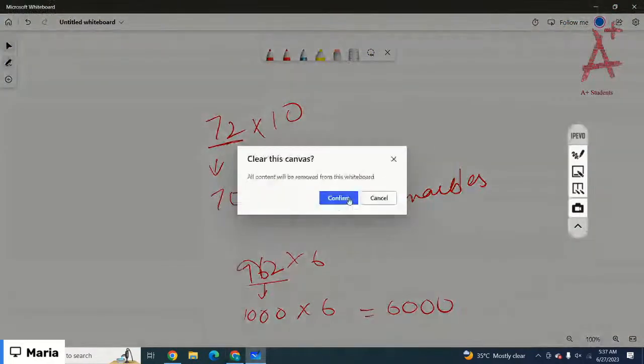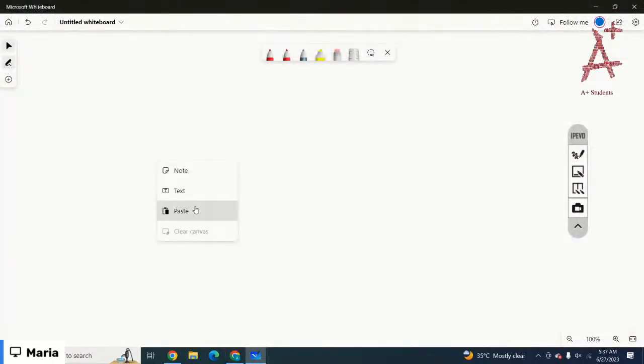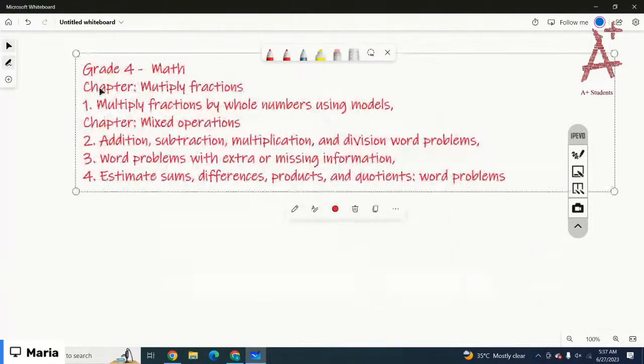So we were working on grade 4 maths. In the chapter multiply fractions, the lesson we covered is multiply fractions by whole numbers using word problems and models. Then we started the new chapter, mixed operations, and the lessons we did are addition, subtraction, multiplication, and division word problems with extra or missing information, and estimate sums, products, differences, and quotients word problems.